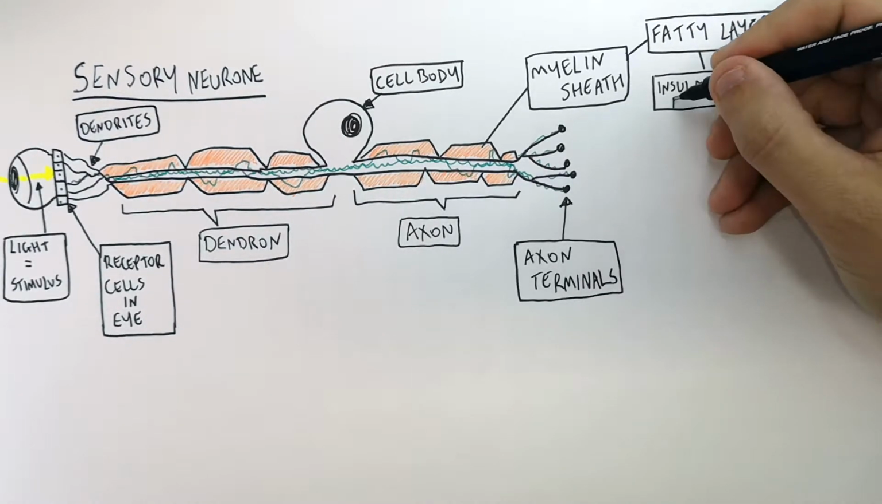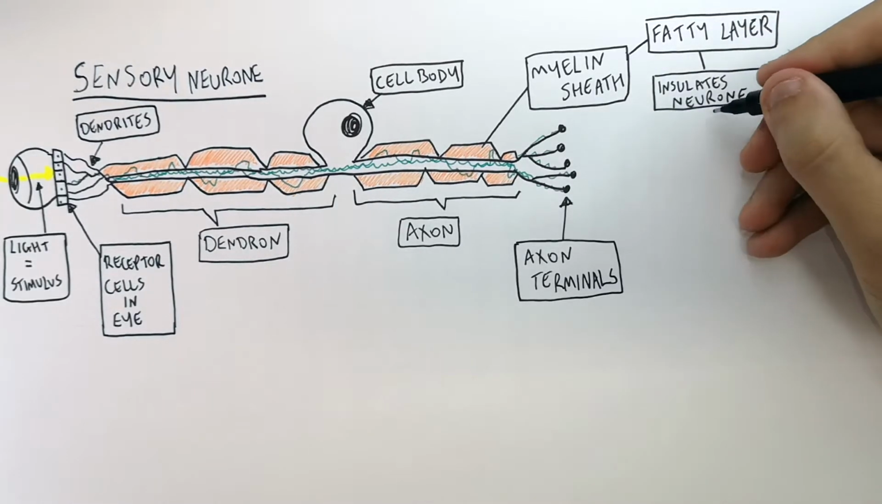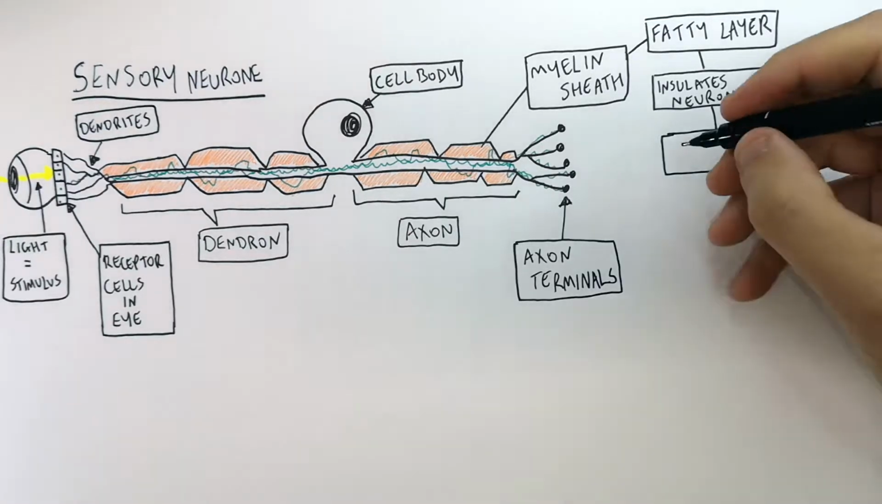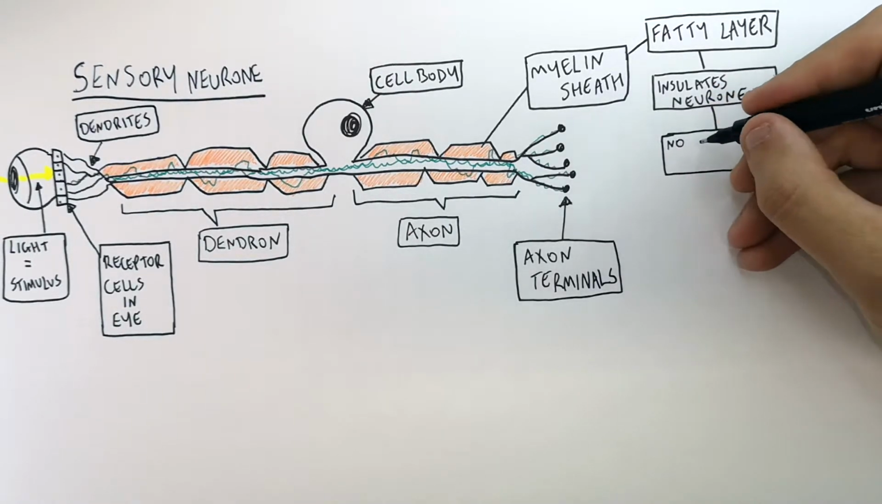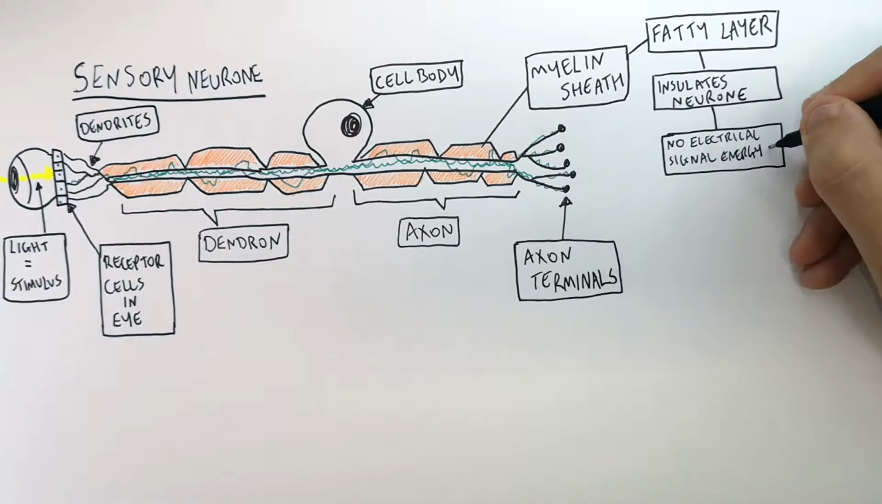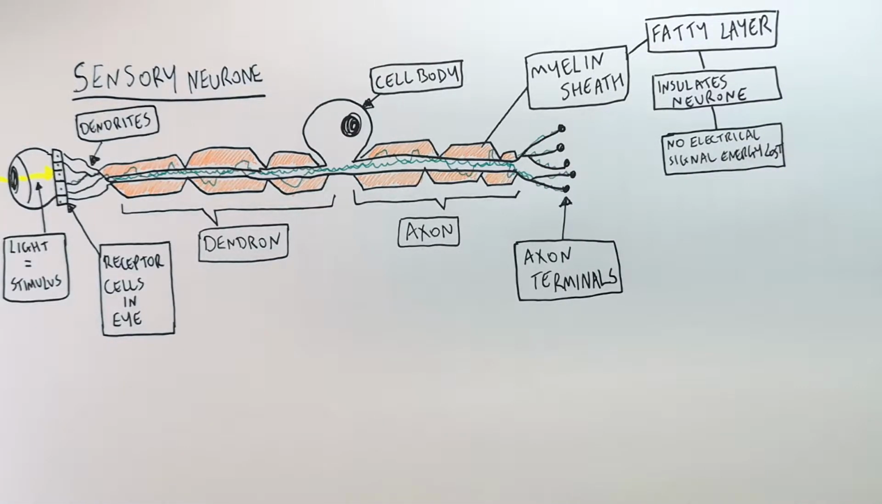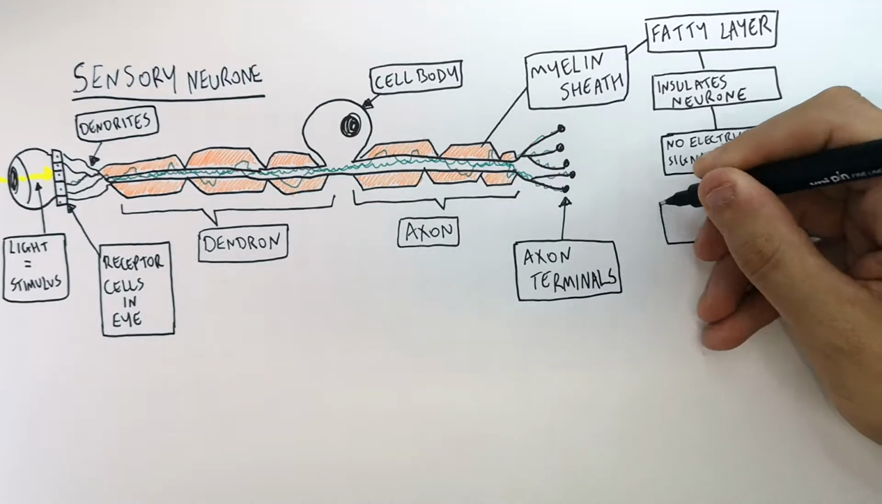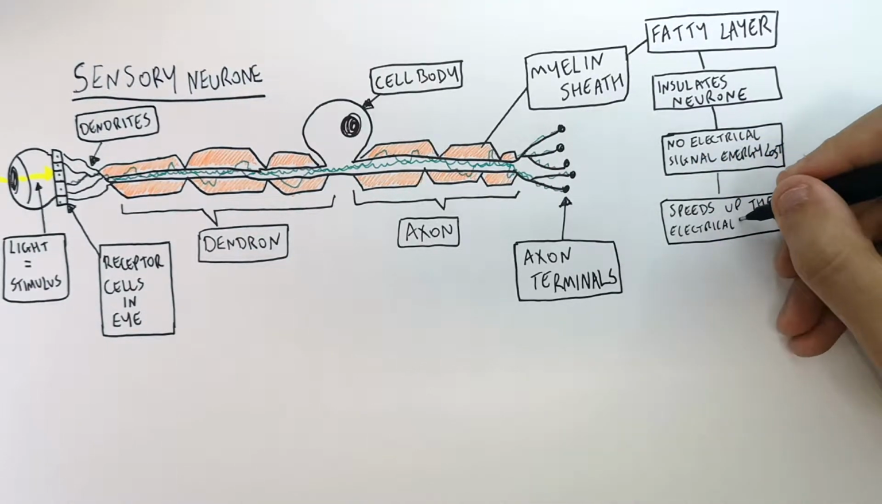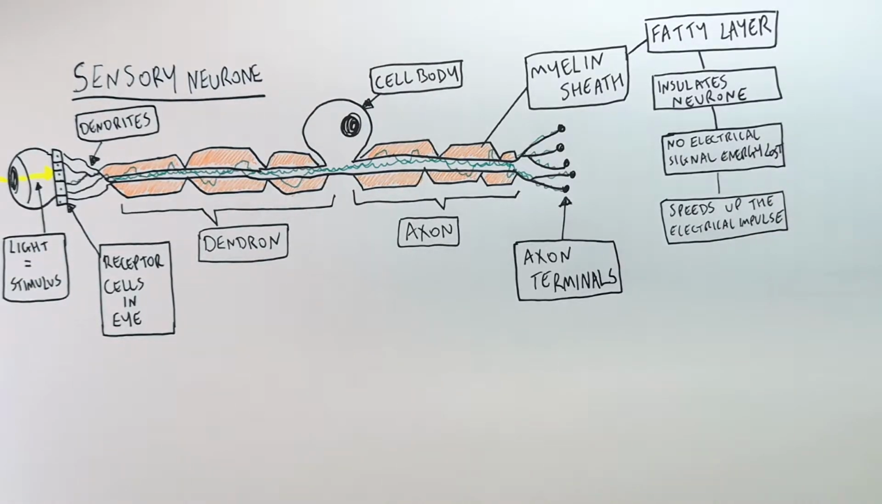It insulates the neuron so that no electrical energy is lost. So therefore, no electrical energy in the impulses is lost. So if less electrical energy is lost, this will then cause the speeding up of the electrical impulse. So it speeds up the electrical impulse transmission.